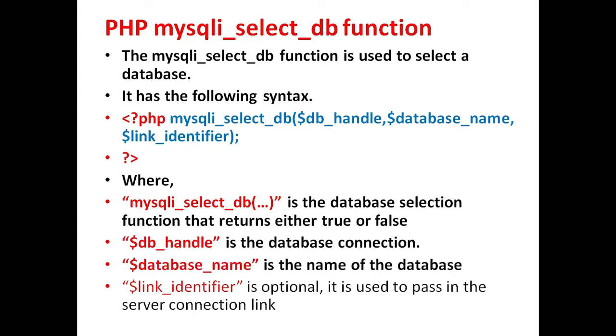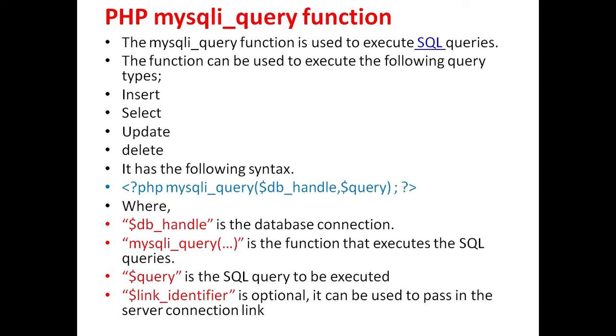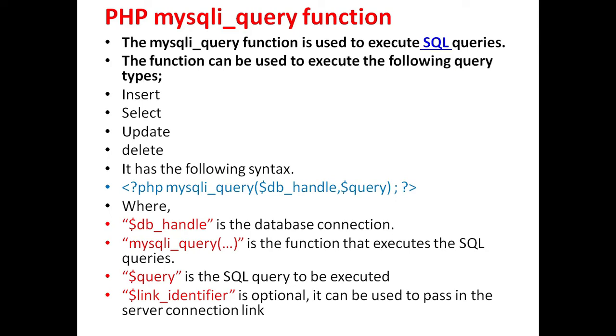Database name is the name of the database. And link identifier is optional, which is used to pass the server connection link. Next is MySQLi query function. MySQLi query function is used to execute SQL queries. This function can be used to execute following queries: insert, select, update and delete.